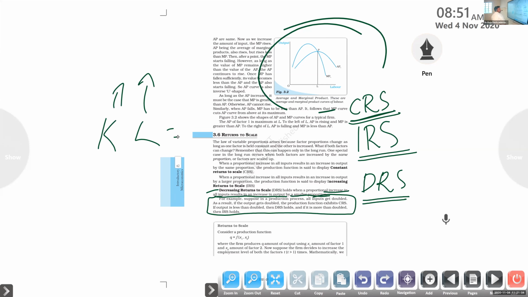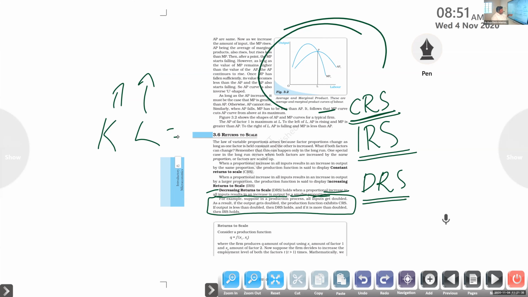So output is also doubled. Clear or not? In a production process, we doubled all the inputs. As a result, the output also got doubled. That is called constant returns to scale. All the factors were doubled, so output also doubled. So the production function exhibits CRS, constant returns to scale. Inputs doubled, output doubled, so constant returns to scale.